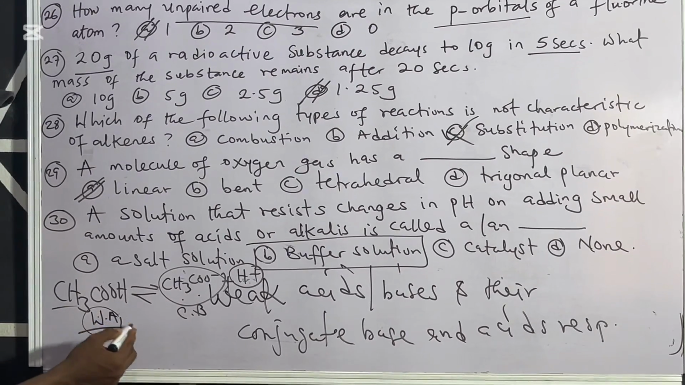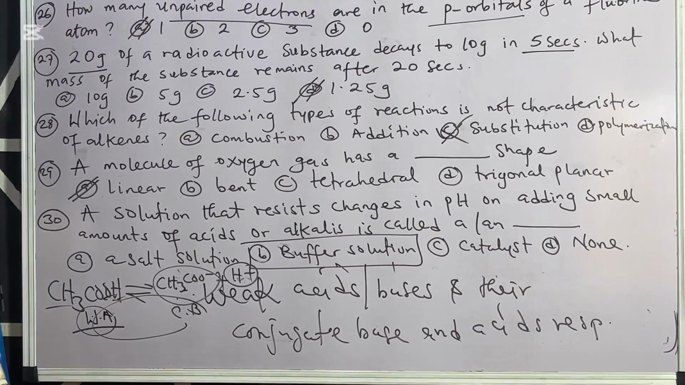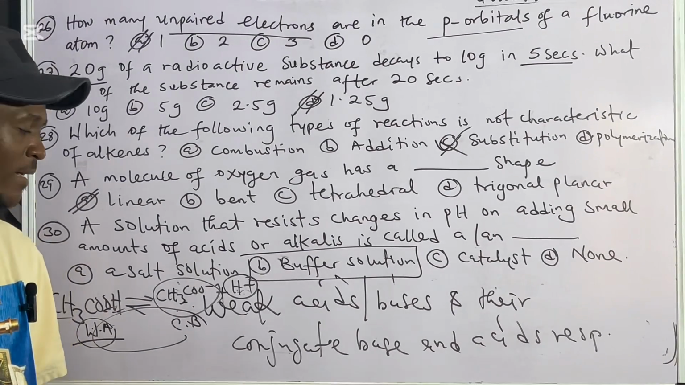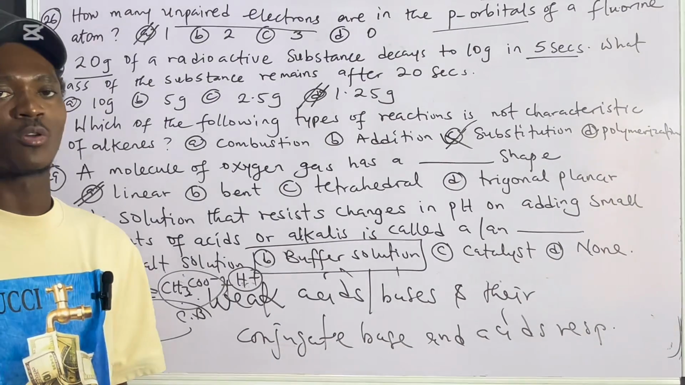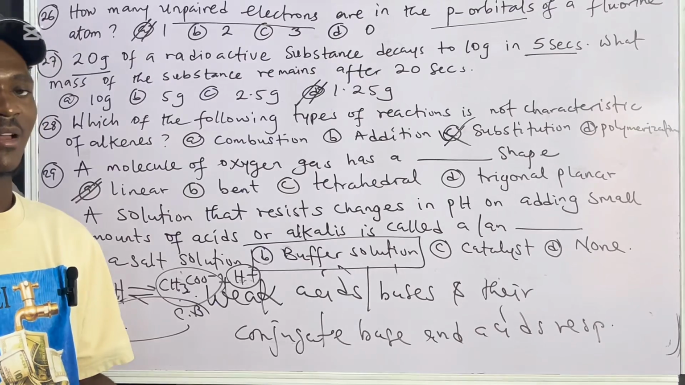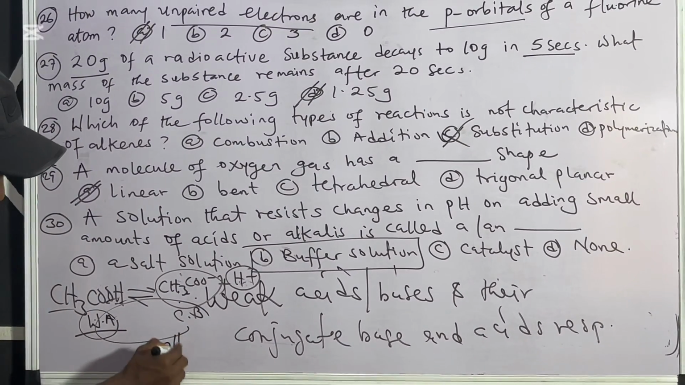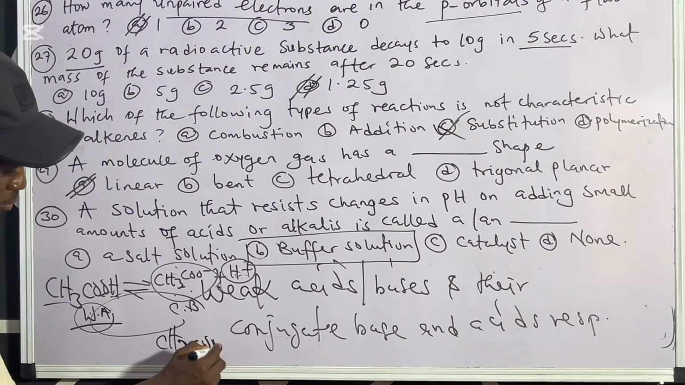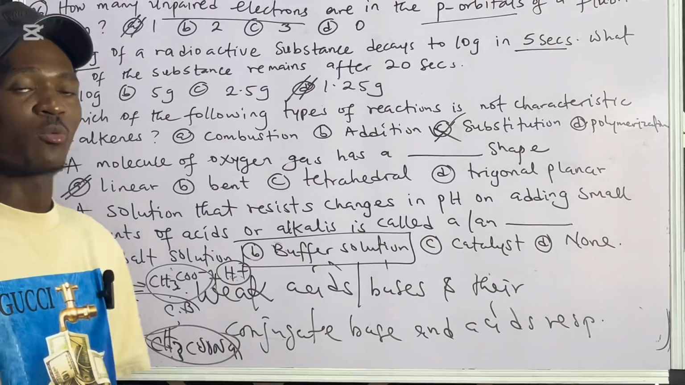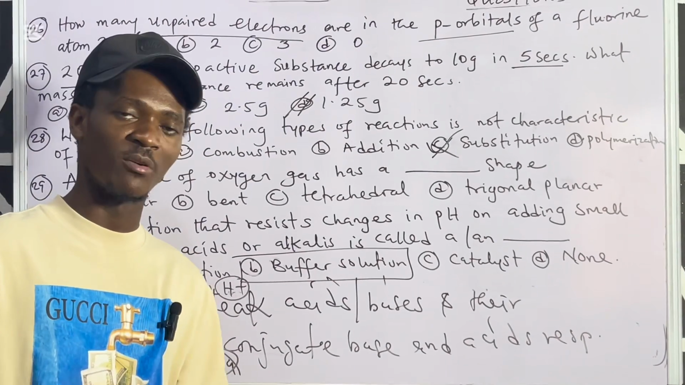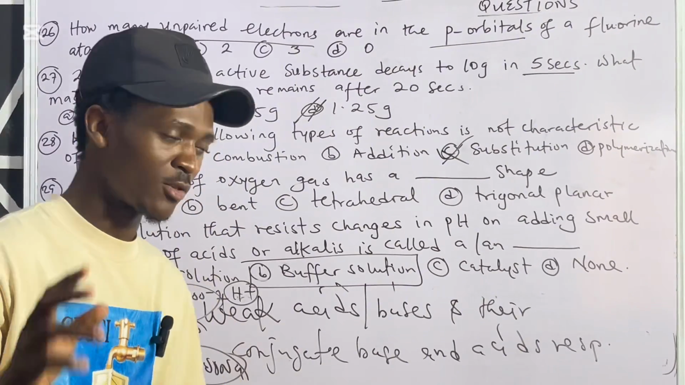A mixture of this weak acid and its conjugate base will give the formation of a buffer solution. You can as well say that a mixture of a weak acid and its salt can also form a buffer solution. How? I can mix this with CH3COONa and it gives me a buffer solution. So we have acidic buffers and we have basic buffers. It all depends on what you are using to form the buffer solution.